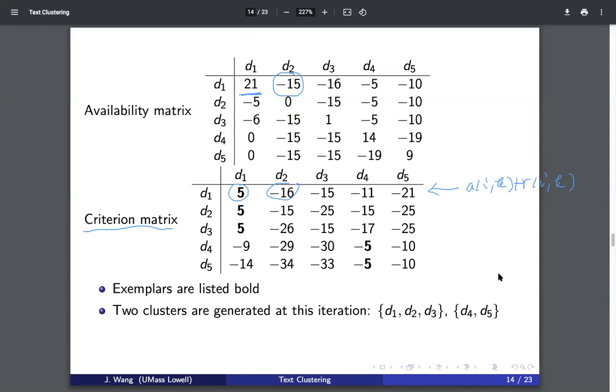So for each row, after you finish this update, the largest value for each row, let's put in boldface, that's our exemplar. So the largest value is 5. This is 5 for these three rows. And for the next one, the largest is negative 5. So after this iteration, I'm going to merge T1, T2, T3 into one cluster and merge D4 and D5 into another cluster. So now I have two clusters. Is this the final one? We don't know, but we can do one more round of computation to see whether they remain unchanged. If they do, then we can stop. Otherwise, you keep on doing it until it converges.